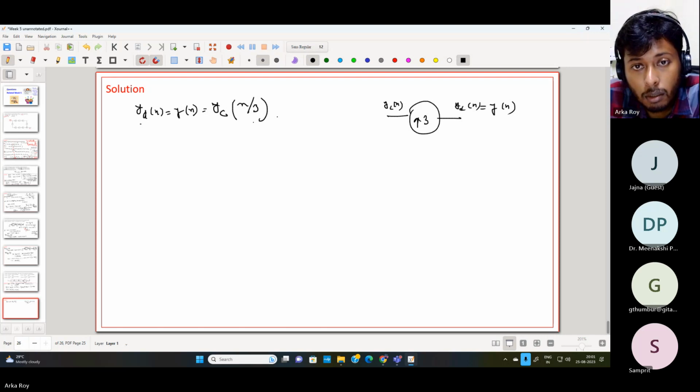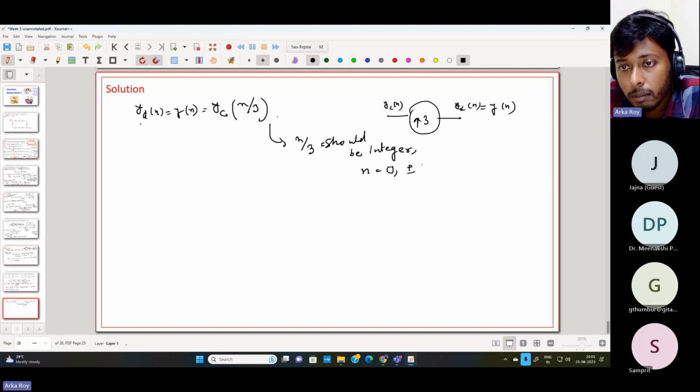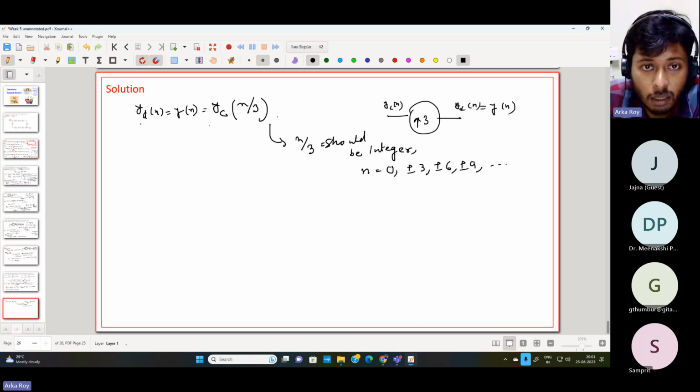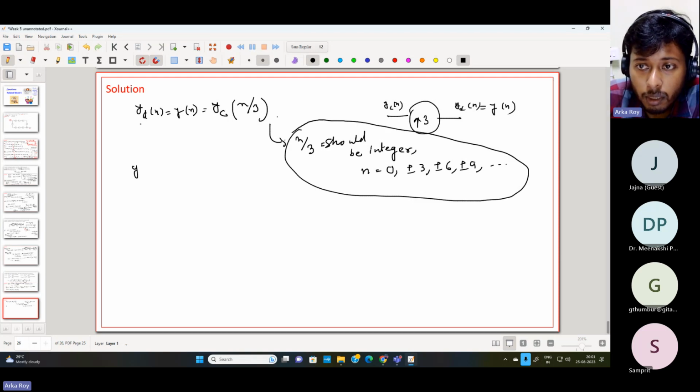But the condition is that this n divided by 3 should be an integer. That means n should be a multiple of 3, that means 3, 6, 9, etc. Therefore, we need to consider this particular relation, that is, n by 3 should be an integer. However, let me solve YD of n.